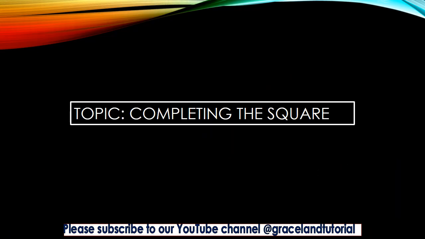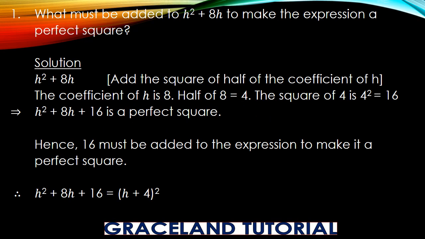Our topic today is completing the square. Completing the square. Let's look at this number one question. Let me get my pen.